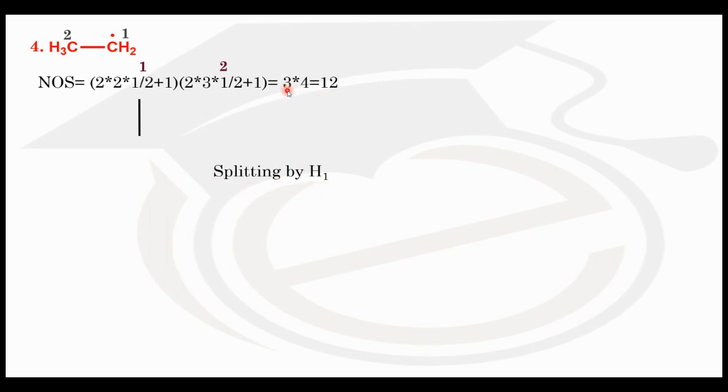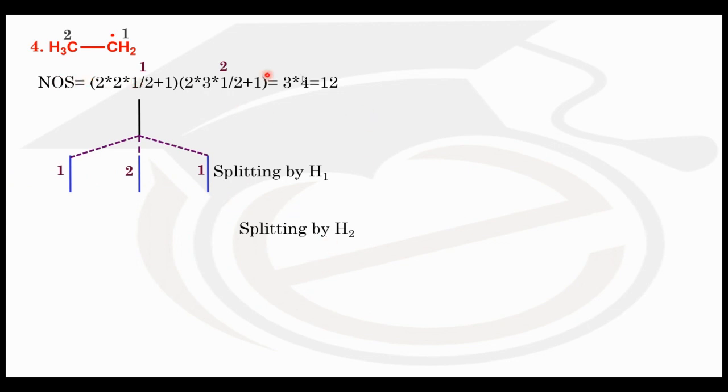So splitting by the first hydrogen, 3 is the value that we obtained using the formula 2 into 2 into 1 by 2 plus 1. So the first hydrogen splits the signal into 3. Here the ratio is based on Pascal triangle, because the I value is 1 by 2. When there are 3 signals, the ratio will be 1 is to 2 is to 1.